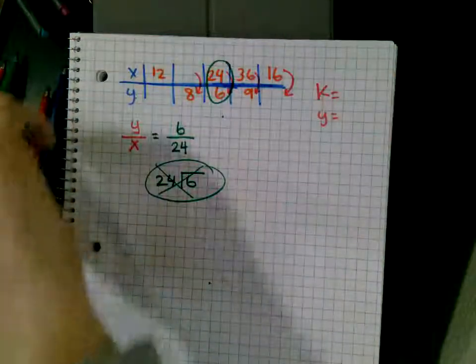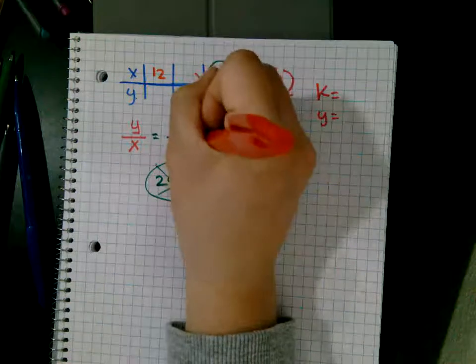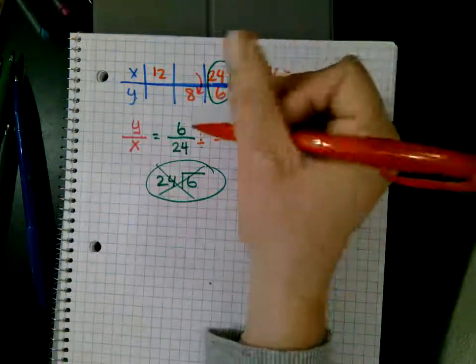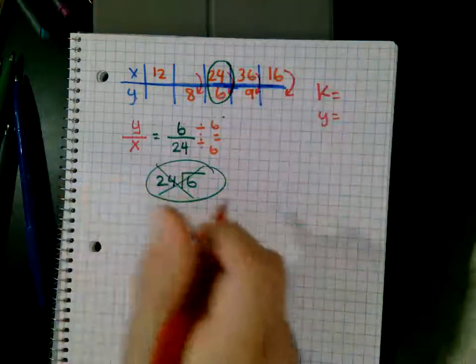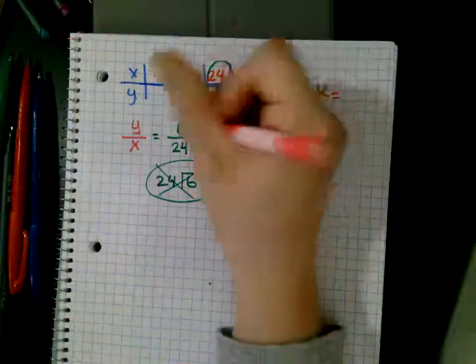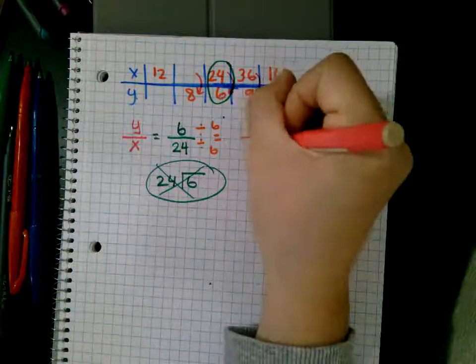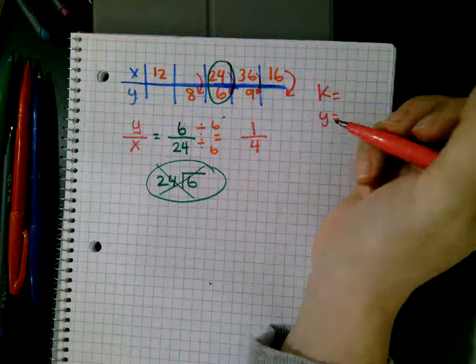What we're going to do is what you guys did in elementary school, which is to simplify. So what can I divide 6 and 24 by? I can divide it by 6. So 6 divided by 6 is 1. 24 divided by 6 is 4. Oh, 1/4. Wonder what that means.